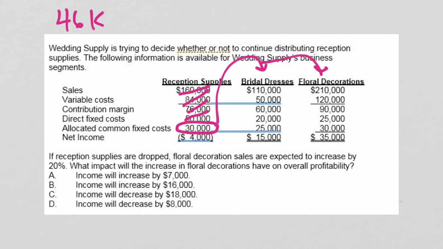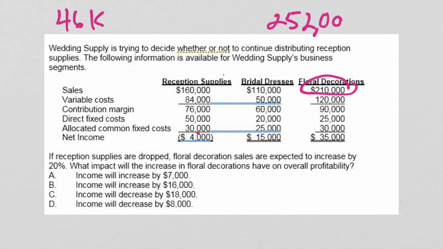First, we have to show the increased sales of floral decorations by 20%. So 20% of, let me just erase a little bit of the board. So 20% of 210,000, an increase of that amount would mean that the total sales will be $252,000 with an increase of 20%. Do the math to see how it works out.